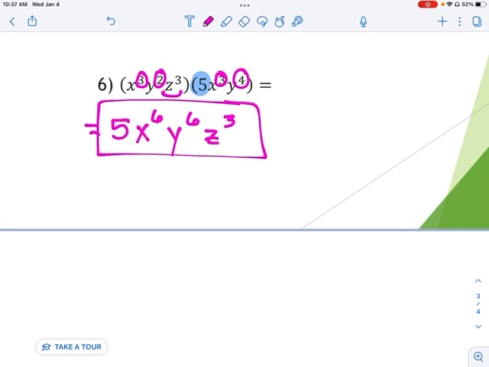So just to reiterate again, when we're multiplying common bases, we add the exponents. If we're multiplying common bases and those bases have coefficients, the numbers in front of them, we just multiply those coefficients, the exponents we add. All right, and that is our product of powers rule.